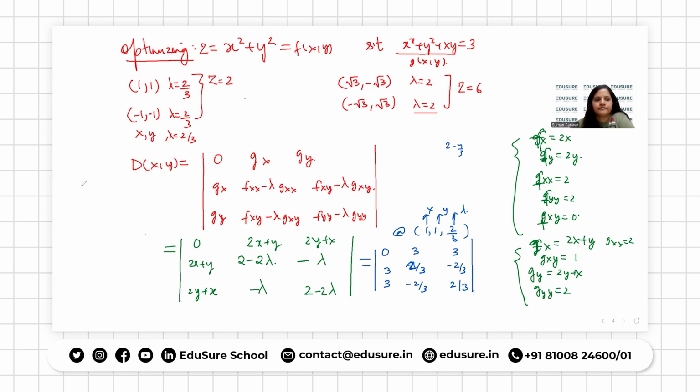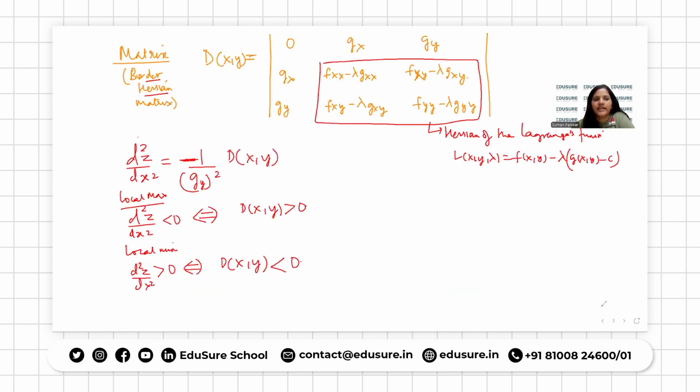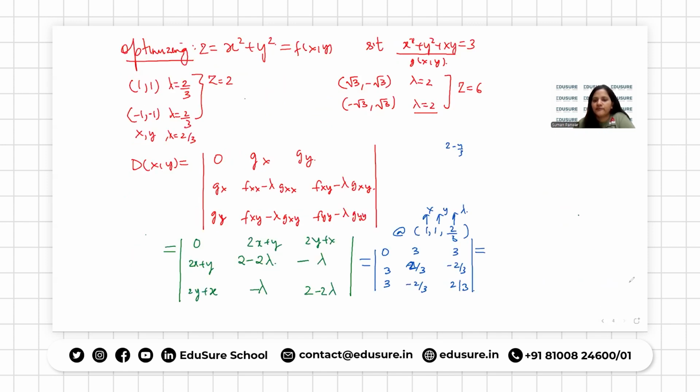Since this point is actually a point of minima, which we have already seen, this determinant should come out to be negative. We've already seen the conditions: this determinant should come out to be negative for minima. So let us expand along the first row. So you will have 0, minus 3 times the minor, plus 3 times the minor.